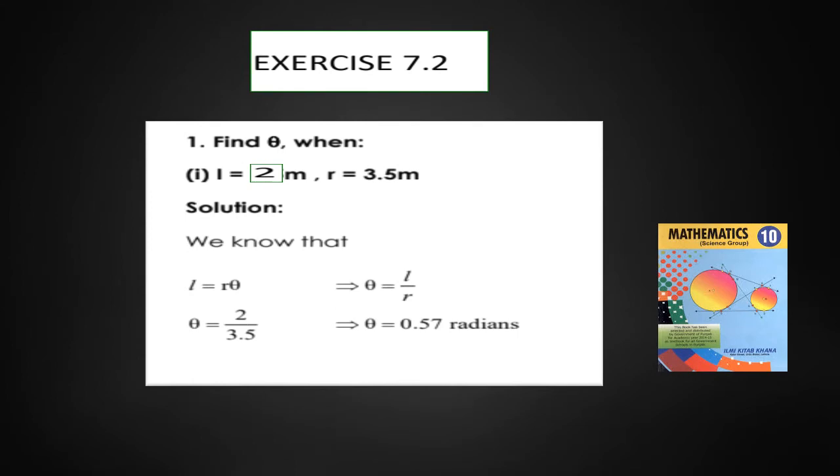Exercise 7.2. Question number 1. Find theta when, first part, L is equal to 2 meter and r is equal to 3.5 meter. We know that L is equal to r theta, so theta is equal to L by r. So theta is equal to 2 divided by 3.5, where L is equal to 2 and r is equal to 3.5. Now theta is equal to 0.57 radians.